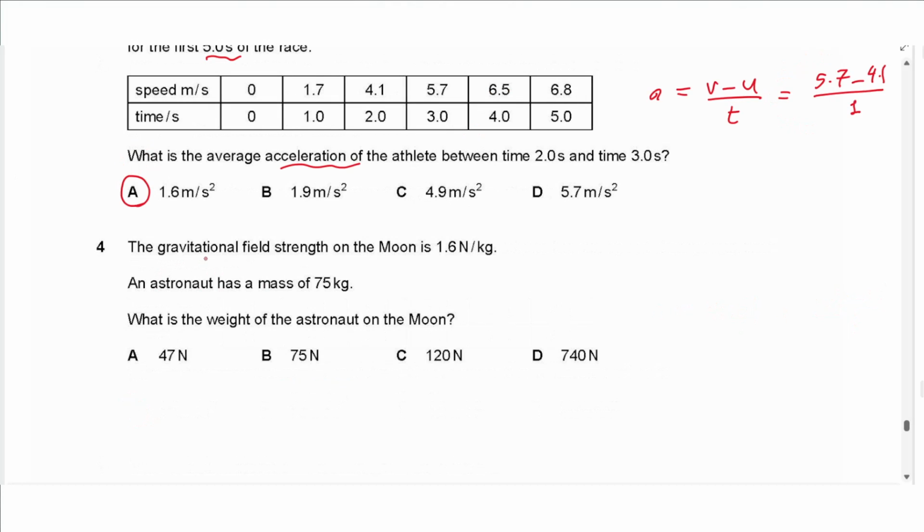Question 4 says the gravitational field strength on the moon is 1.6 newtons per kilogram. An astronaut has a mass of 75 kilograms. What is the weight of the astronaut? So the weight is equal to mg, the mass multiplied by the gravitational field strength. So we multiply 75 by 1.6 and that gives an answer of 120 newtons. So the answer is C.